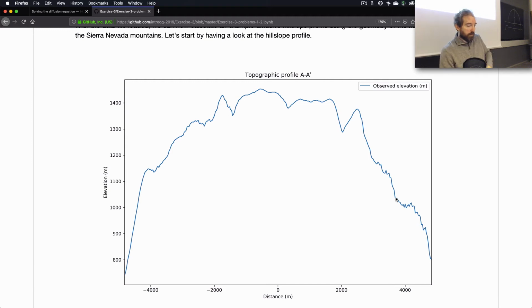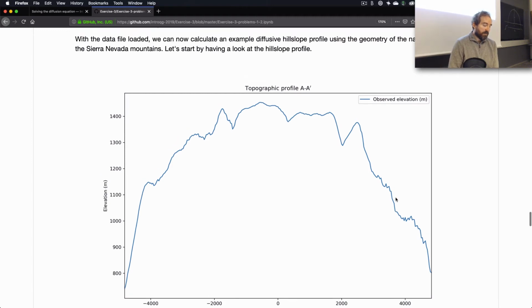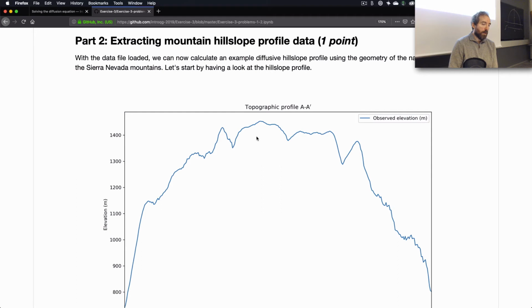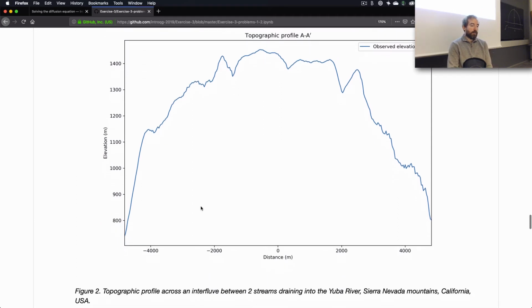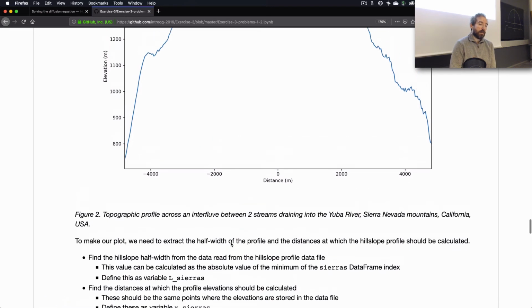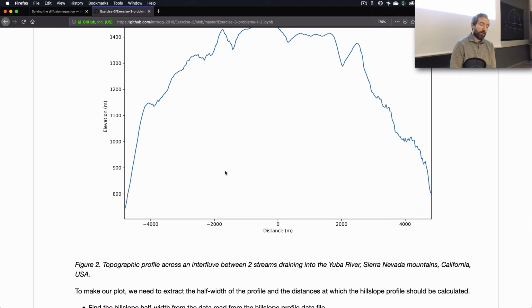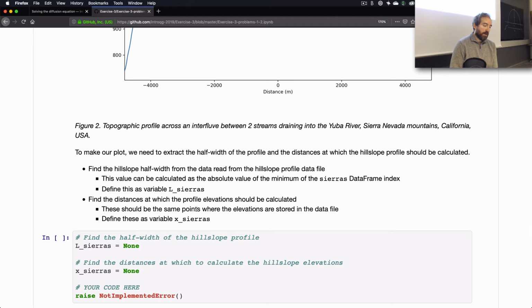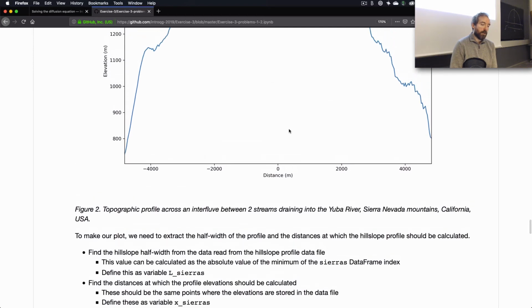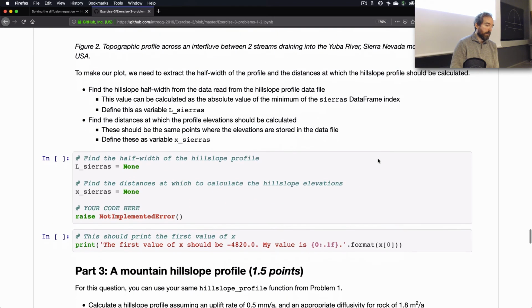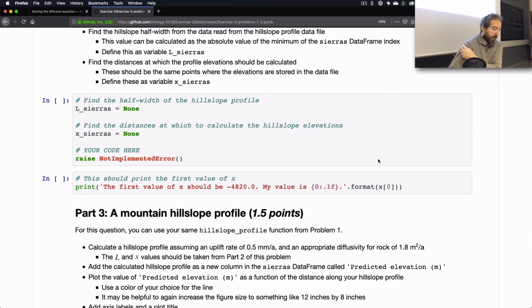So that should perhaps give you some information that we're going to be looking at this as a diffusive hillslope. So for this, in order to deal with it, we're going to do a couple calculations, find out what the value of L would be for this natural landscape. So you have this hillslope profile here. You say, what's the half width? We can find that, and you're even told how to do that. And as well as the points along here at which you're going to calculate the elevation, you're given clear instructions about how to get those values. And there's a reason for that that will become apparent in just a moment.